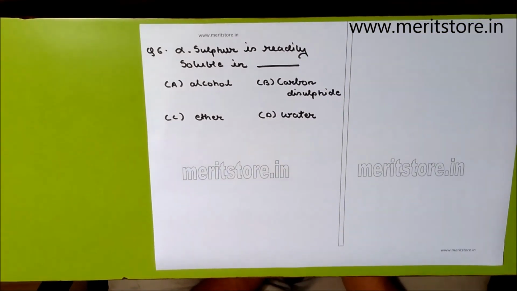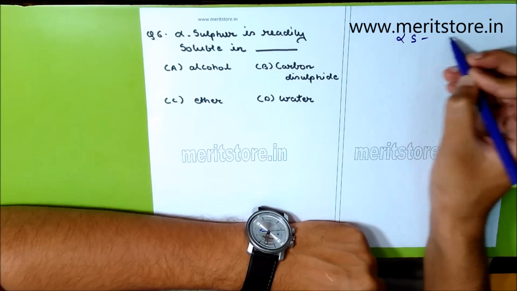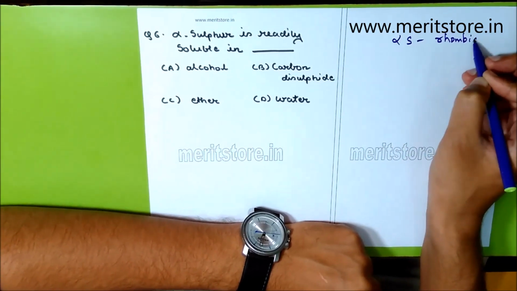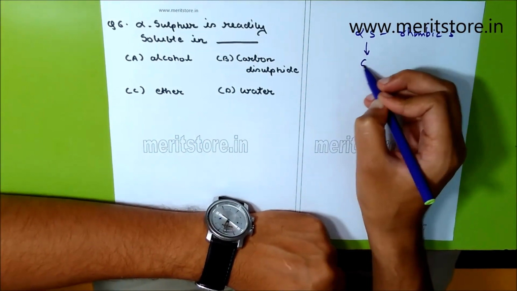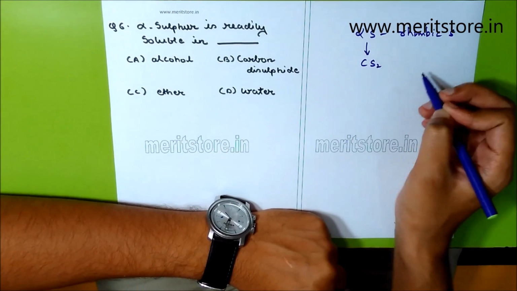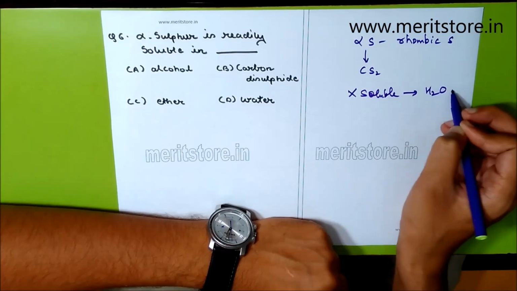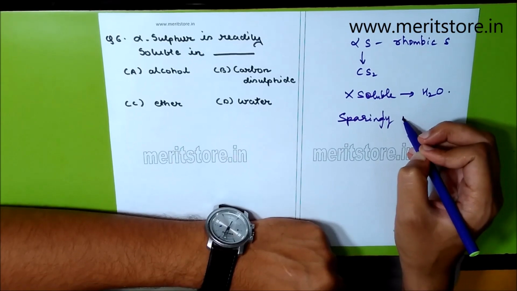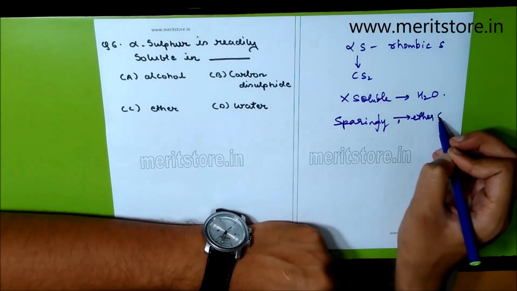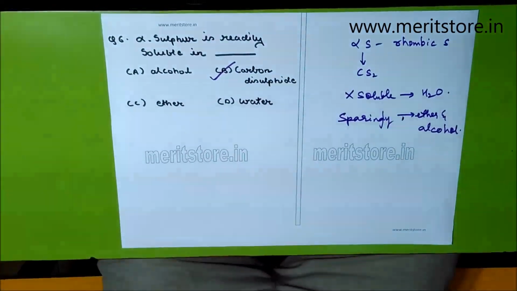Number 6. Alpha sulfur is readily soluble in dash. A alcohol, B carbon disulfide, C ether, D water. Alpha sulfur is rhombic sulfur, which is an allotrope of sulfur. It is readily soluble in carbon disulfide and is not at all soluble in water. It is sparingly soluble in ether and alcohol. So option B is the correct option.